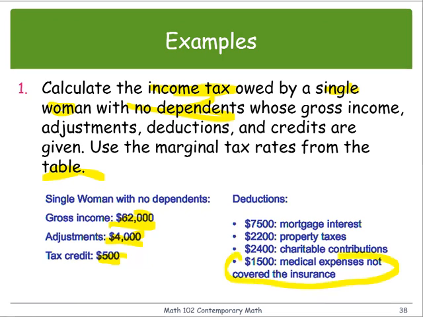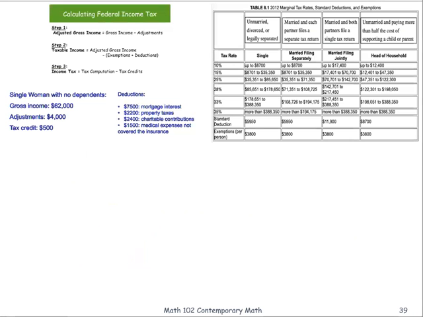For this part, we have to check whether it is exceeding 7.5% of adjusted gross income or not. So we're going to put a note here. We'll come back to see after we've gone through the steps of calculating the adjusted gross income, or step one. So let's work on this problem.